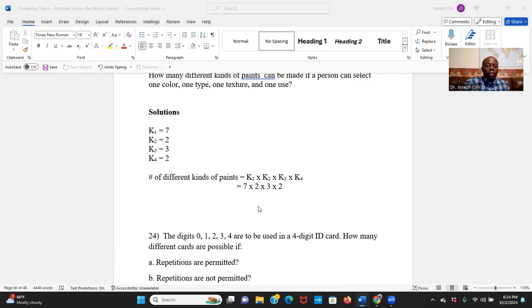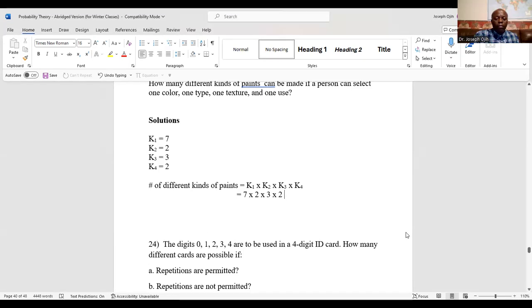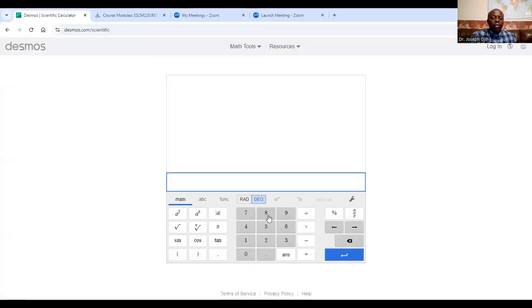So using our calculator, Desmos calculator. I have it somewhere. I know I opened it. Okay. Yep, it's right here. So using this, we can get our answer. We have 7 times 2 times 3 times 2 gives us 84. 84 different kinds of paints.